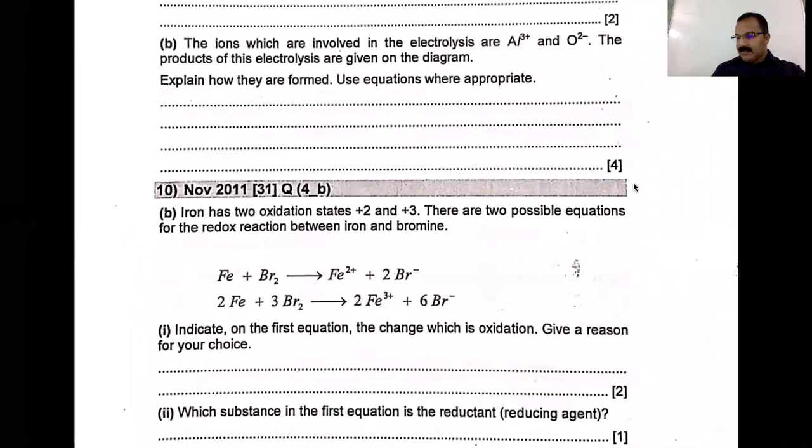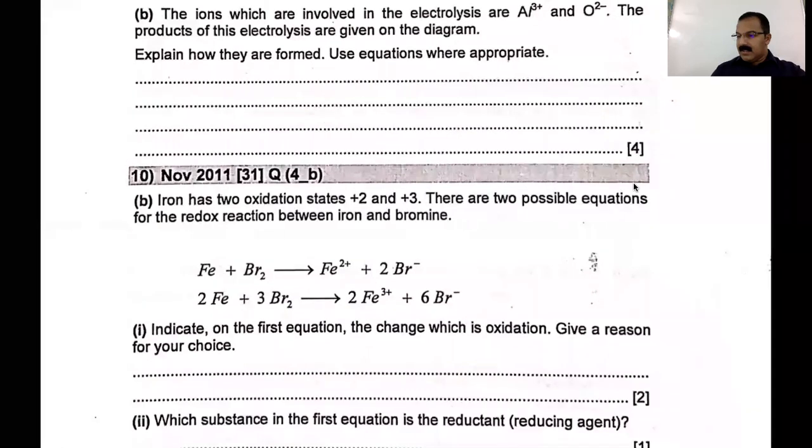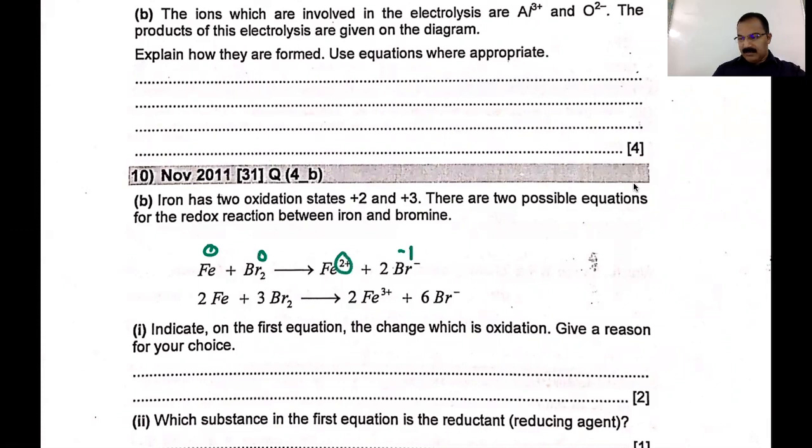Iron has 2 oxidation states, +2 and +3. There are 2 possible equations for the redox reaction between iron and bromine. Indicate in the first equation the change which is oxidation. Give a reason for your choice. Here, I would say, please know it's an element, so its charge is 0. Bromine charge is 0. Here, it is +2, and here it is -1.